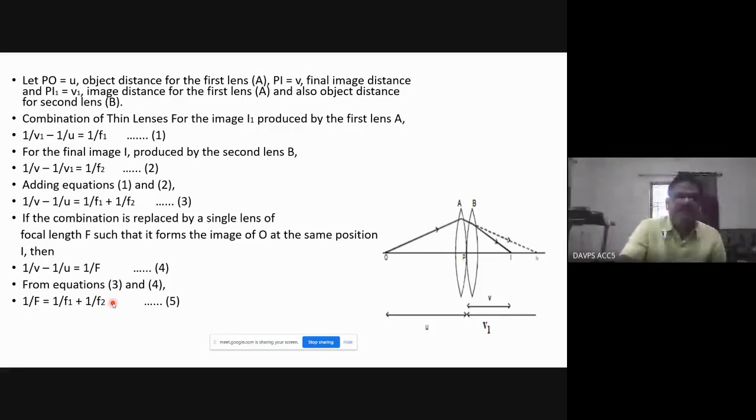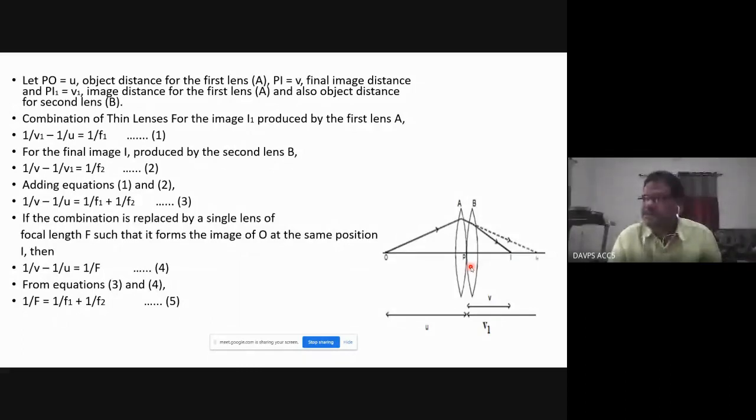Okay. My question is an important one. Pragya, you tell me. Lens A and lens B are in contact; there is no gap between the two lenses. If there is a gap, small d, between A and B, what will be the focal length of the combination?